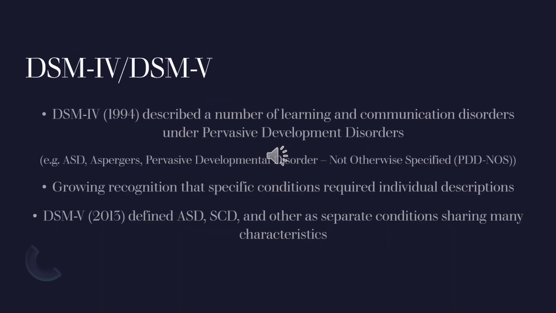So in 1994, when the DSM-4 was published, it had a number of different disorders under pervasive developmental disorder. This would include autism spectrum disorder, Asperger's, pervasive developmental disorder not otherwise specified, among others. And there was still the growing recognition that specific conditions required individual descriptions and not just to be lumped under the PDD NOS title. So in 2013 for the DSM-5, finally there were specific entries for autism spectrum disorder, social communication disorder of the pragmatic kind, as well as other specific conditions.